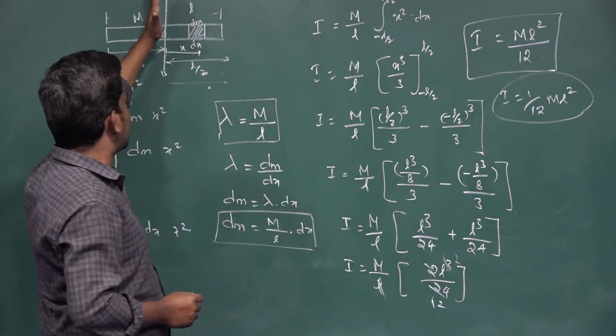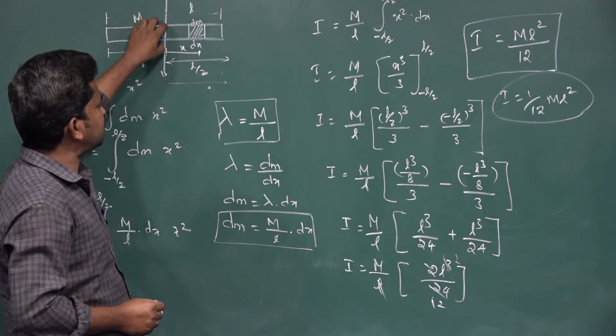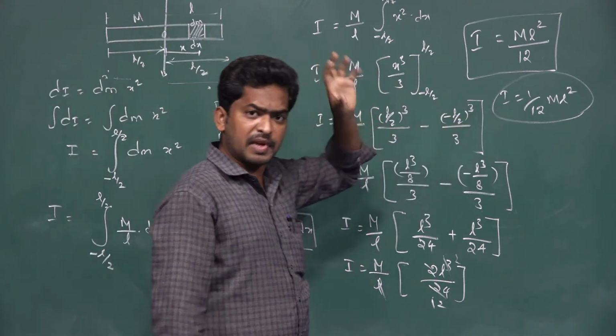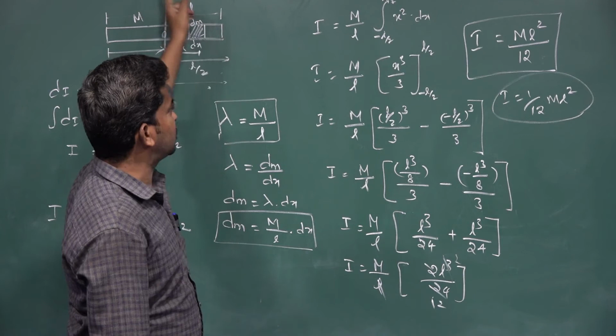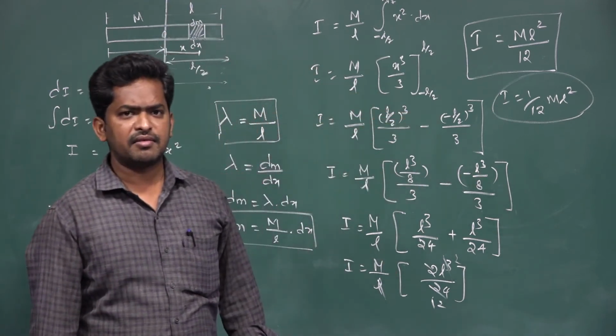If the axis is placed at the center of mass, the moment of inertia of the uniform rod, I, is equal to 1 divided by 12 M L square.